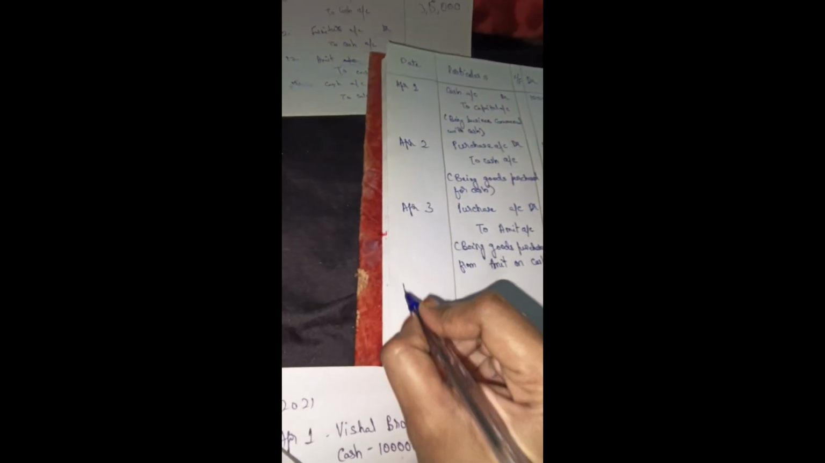So the fourth transaction is purchase goods from Amit. So here it is the same transaction, it's just that it is not on credit. Okay, so purchase account debtor to Amit account, and the amount is 10,000.